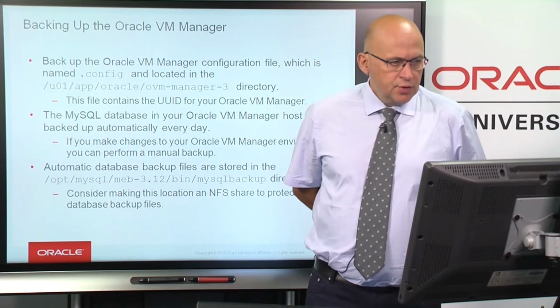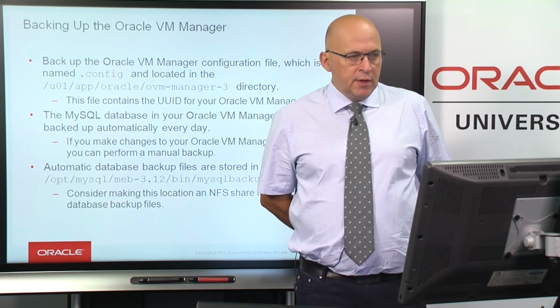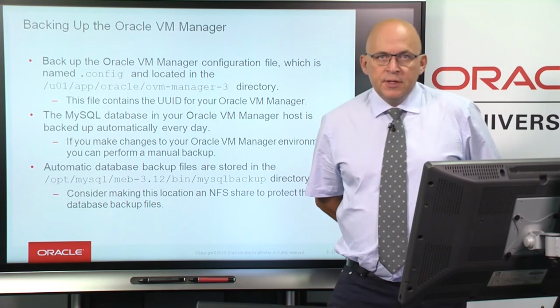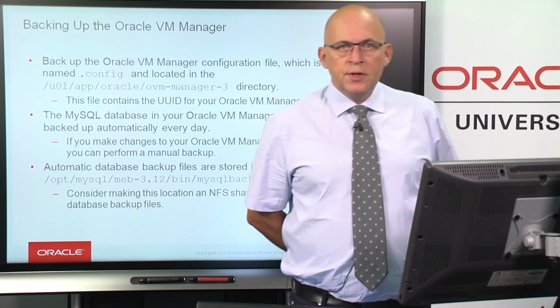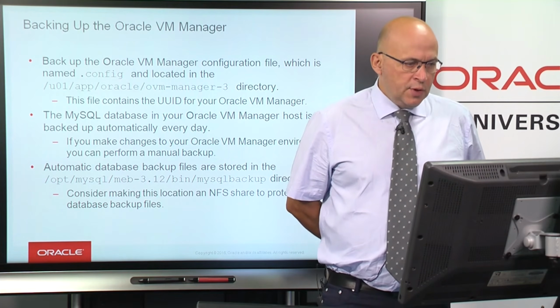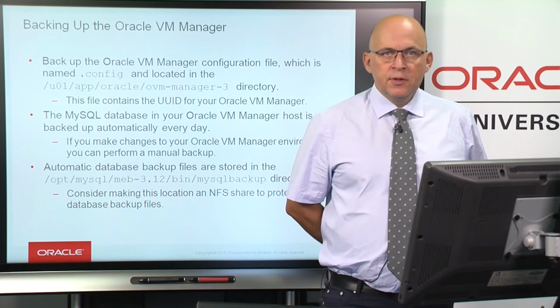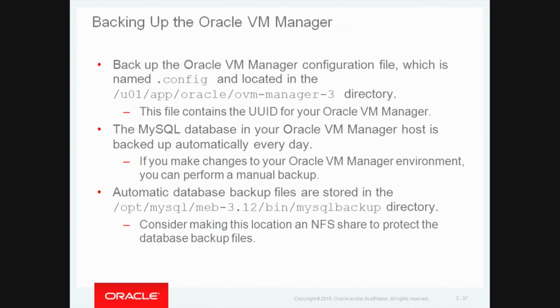Part 2, Module 2. Backing up the Oracle VM Manager. Whenever you have finished your installation, you have to make an additional backup just to be sure that everything is saved in a correct way. There is one file, the .config file, which has information about the UUID of the manager. This .config file is under the /u01/app/oracle/ovm-manager-3 directory.